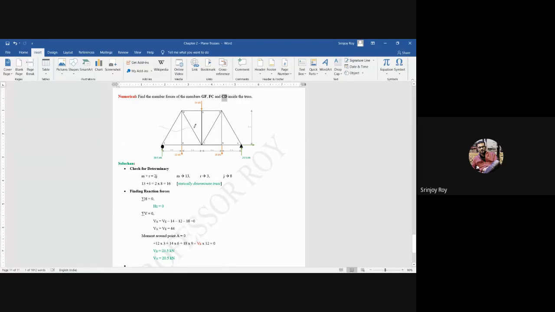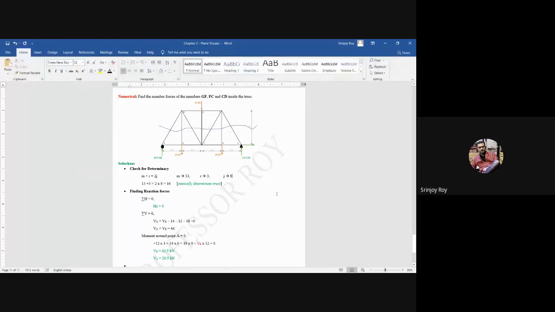If I make a section like this, will it serve the purpose? Yes or no? Meaning if I cut the truss through the middle in this format, will it serve the purpose?